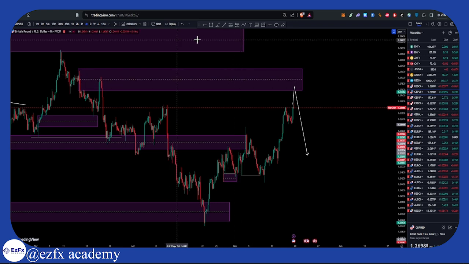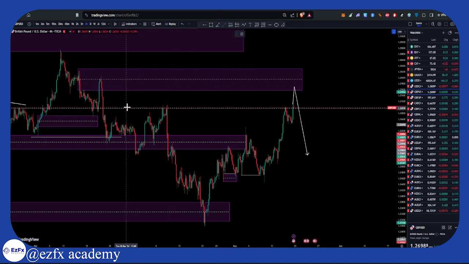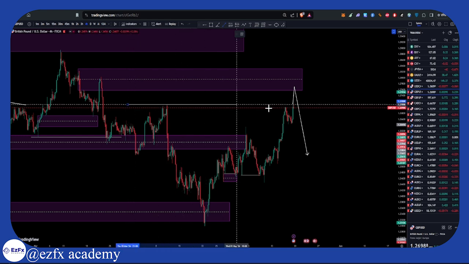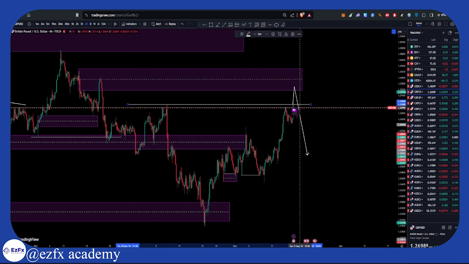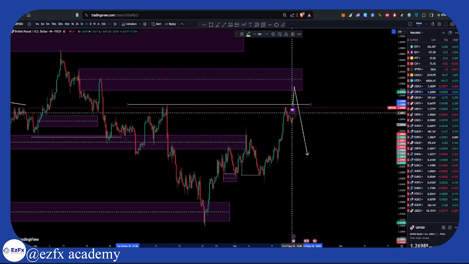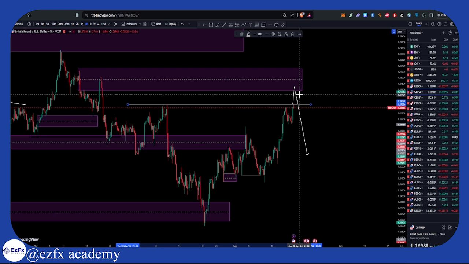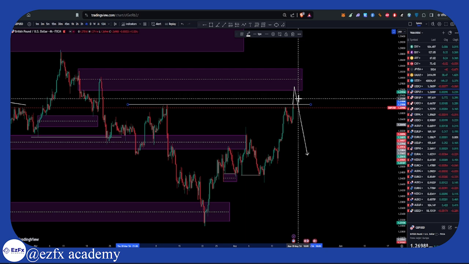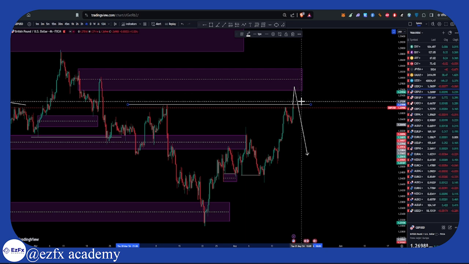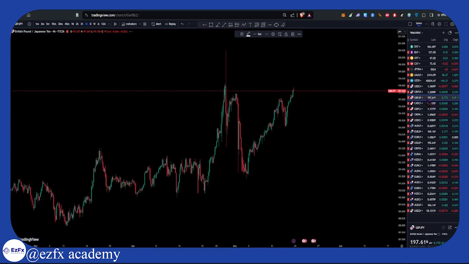I want to be watchful for this. I don't know if it has been broken yet. It's looking like it has. So somewhere around here. When market opens, we either get to see that sell off happen directly from here, or we get to see price still push up a bit, and then we see that sell off on GBP USD. So my bias overall will be bearish. I'm looking for sell opportunities to present themselves on GBP USD.